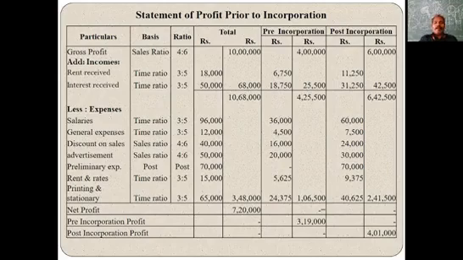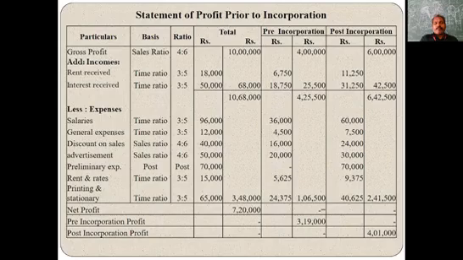Then we deduct expenses, that means less expenses. We deduct them one by one. All the expenses are posted in the respective columns, then added and deducted from the respective profit. Salaries, time ratio: 96,000, 36,000, 60,000. General expenses, also time ratio: 12,000, 4,500, 7,500. Discount on sales, sales ratio: 40,000, 16,000, 24,000. Advertisement, sales ratio.